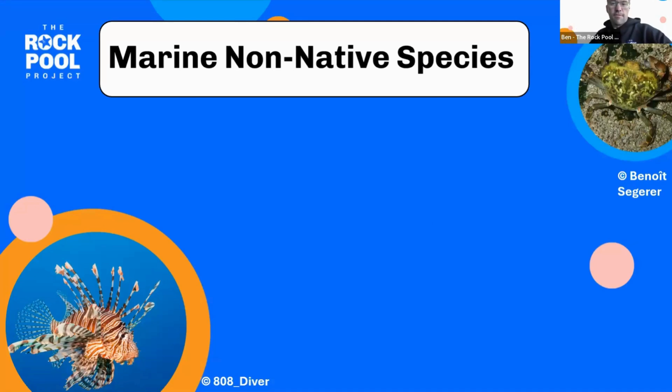Now, marine non-native species, there are a lot of similarities between marine non-natives and terrestrial non-natives in terms of the problems that they can cause. They do have some special characteristics in terms of how they actually move from their native range into their non-native range, and also in terms of what people can do about it once that's happened.